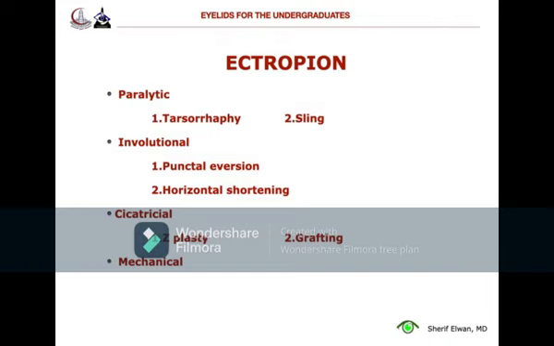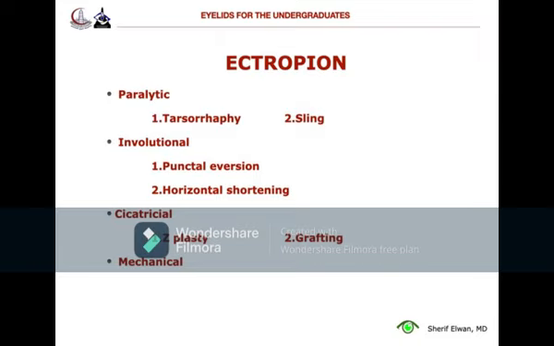Now, from entropion, we shift to ectropion, and by ectropion is meant, as we said, rolling outwards of the lid margin. It can be paralytic, involutional, cicatricial, or mechanical. Paralytic, where paralysis occurs in the orbicularis muscle. One of the important functions of the orbicularis muscle is to make well application of the lid into the globe. Once this eyelid is not very well applied to the globe, it may roll outwards.